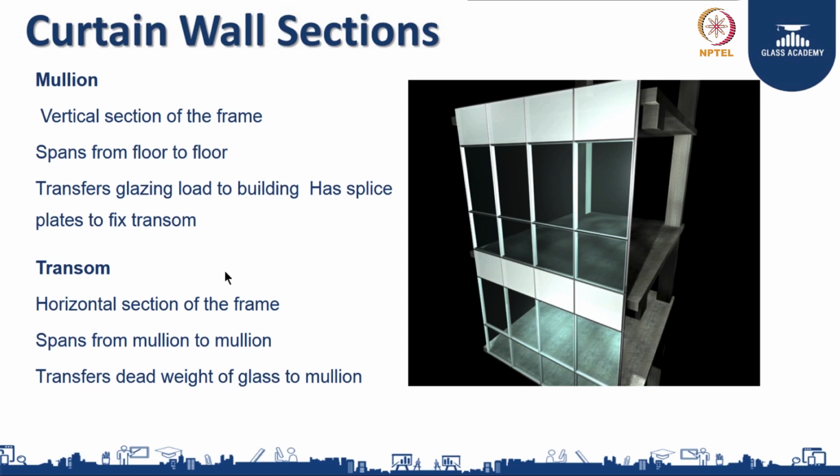So, these are the sections. Now, as we saw before, whatever is horizontal we call it the transom, whatever is vertical we call it mullion. Then of course, the bottom of this panel we call it sill and head. So, it is like us, we have a head, a foot you call a sill.